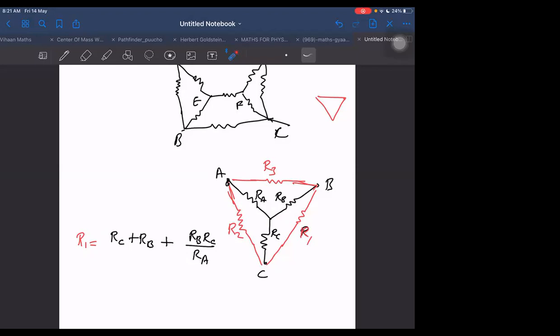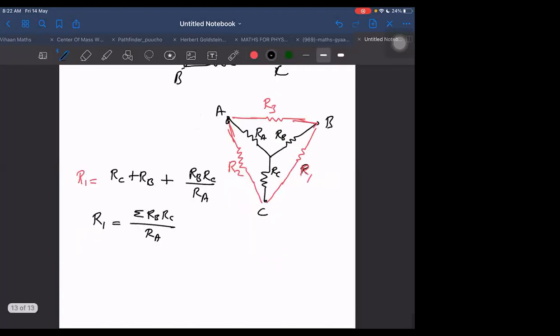We can multiply RA in the numerator and we can write it as sigma RB RC by RA. Sigma is for the numerator only. Yes, only for the numerator. Sigma RB RC whole divided by RA, that is equal to R1.